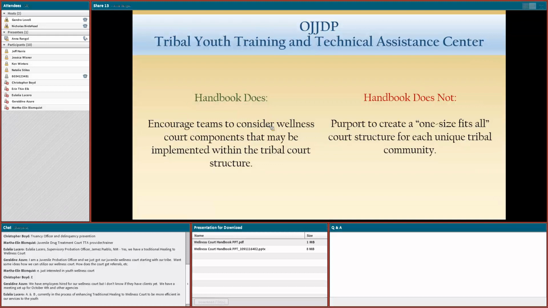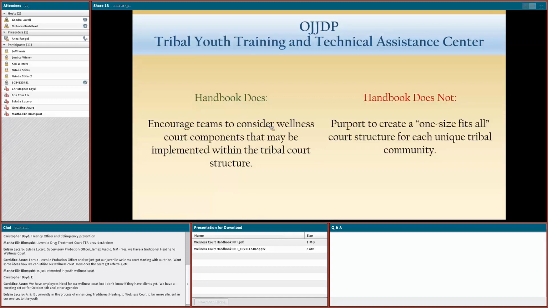And maybe there's things in there that don't pertain to you or you don't think they're particularly helpful, but generally I feel like all of the components that are included within there are things that have worked in other communities, and I hope that they're helpful to you if you are going to utilize it to develop a wellness court. But to preface all of that, one thing that this handbook is going to do is hopefully encourage you as a team to work through the components that we've included and think about other components that you want to implement within your tribal court structure. What the handbook does not do is it is not a one-size-fits-all approach. We know and realize here at the TA Center that what works in one community will not work in another. What works in one community may work in another.